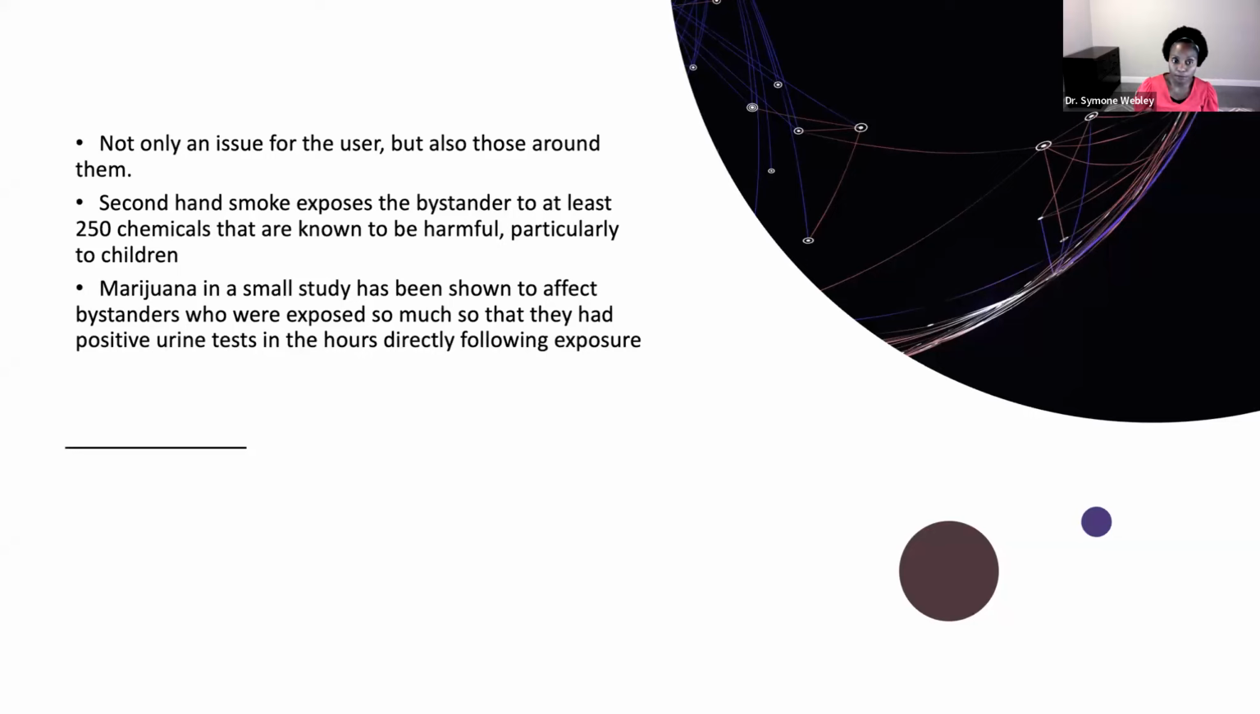And with marijuana, a small study has shown effects on bystanders. They haven't studied this much, but persons who have hung around people smoking marijuana, although they have not smoked it themselves, had positive urine tests a few hours after. So you may not have smoked marijuana, but if for whatever reason you need to have a drug test, it may show up as positive simply because you were hanging around people who were smoking it around you.